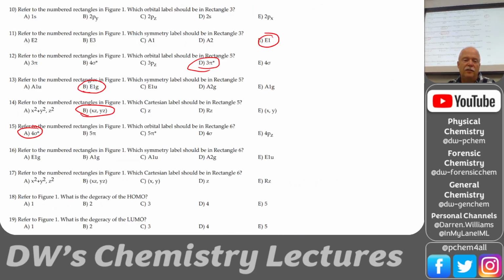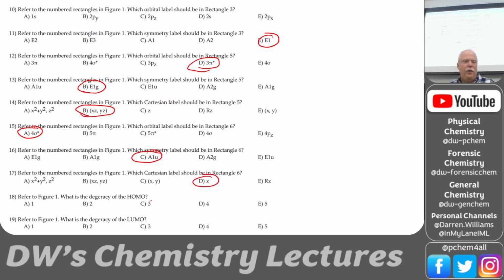It's not a satisfying answer when I say there's really no convention for that, right? So, but that's what I've seen. So rectangle 6, we came up with A1U because it was Z symmetry. Okay, here's the Cartesian label.